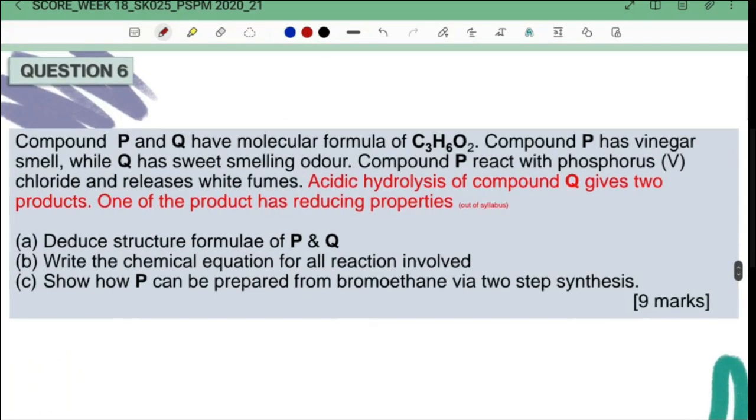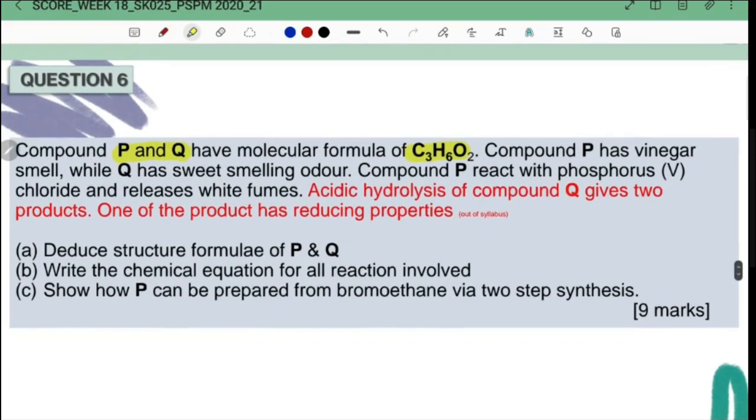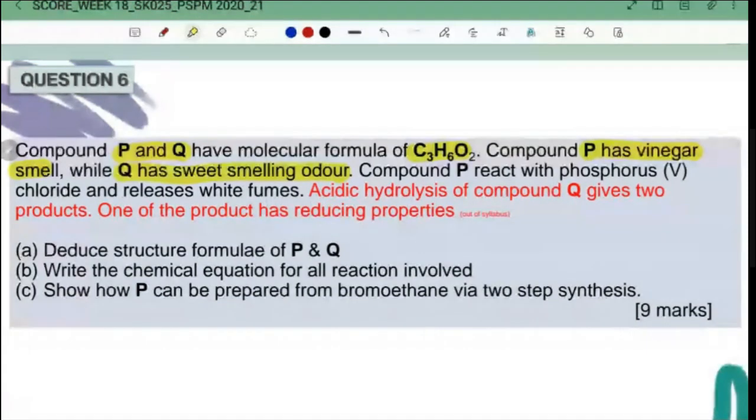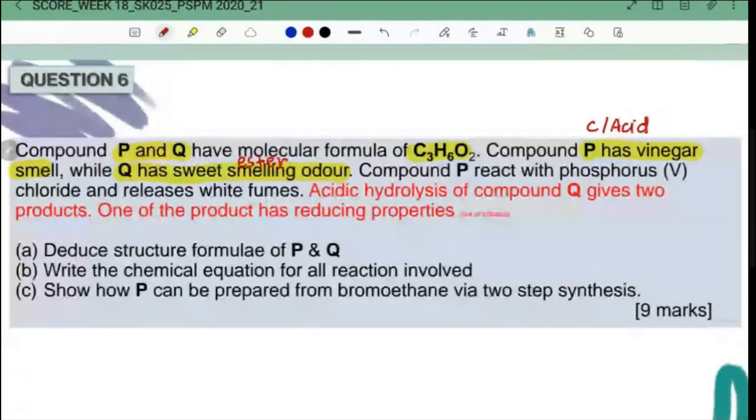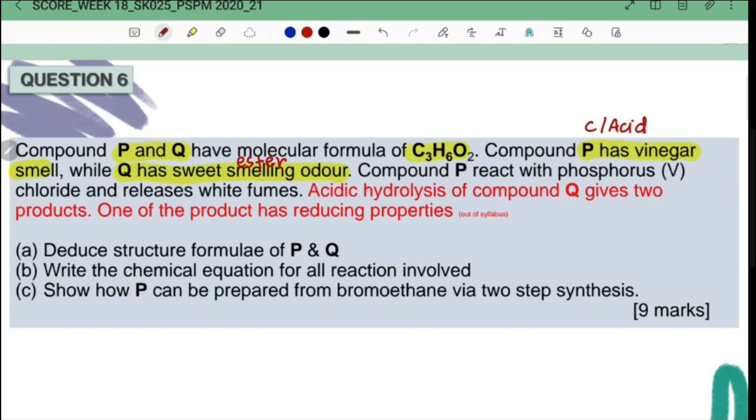Okay, compound P and Q have molecular formula of C3H6O2. Compound P has a vinegar smell, while Q has sweet smelling odor. So yang bau masam ni selalunya adalah carboxylic acid. Sweet smelling ni selalunya adalah ester. Compound P reacts with phosphorus pentachloride, release the white fume. White fume ni adalah HCl.